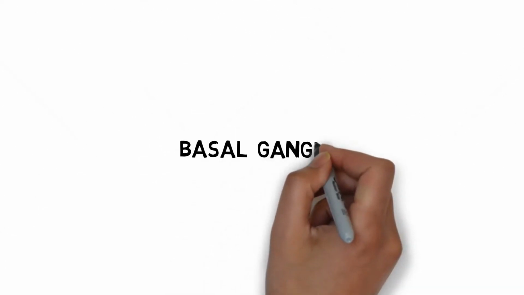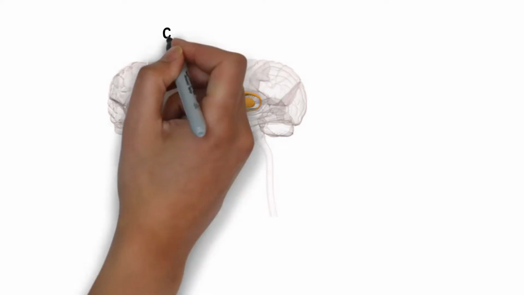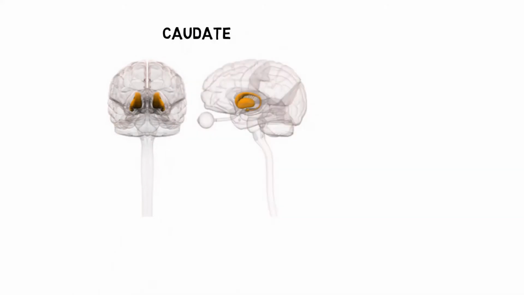This is the video on the basal ganglia. The basal ganglia involve several nuclei with a complicated integrated pathway. The first is the caudate nucleus. The caudate nucleus is a comma-shaped structure that surrounds the thalamus. Its shape looks different depending on the view.